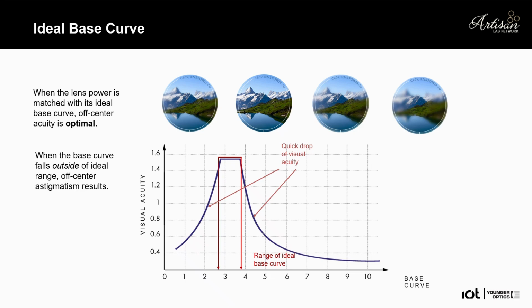But as you can see by the purple line representing visual acuity, it falls off very quickly as the line deviates from the ideal base curve range bracketed by the red lines. And you can see that there certainly is a quick drop in visual acuity.